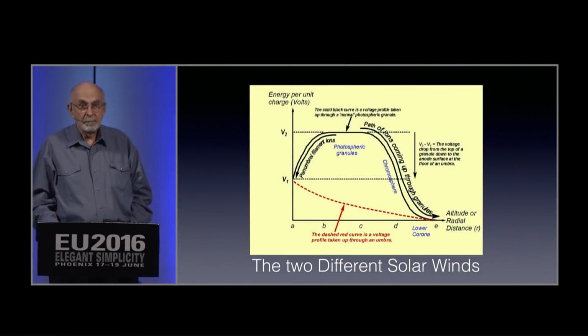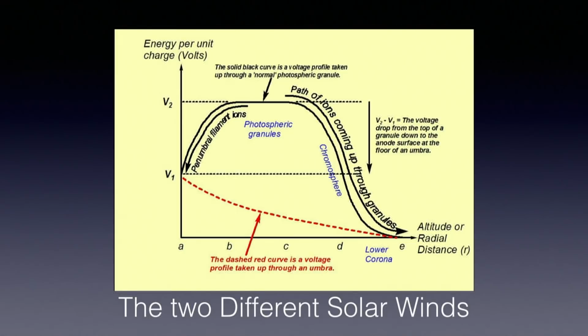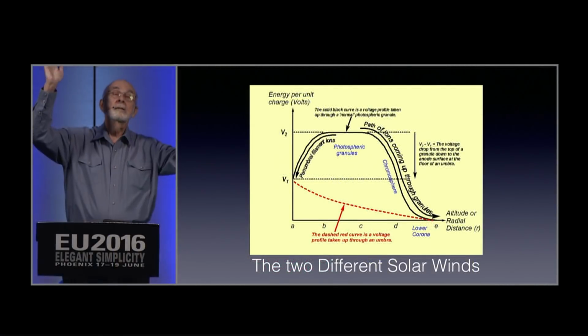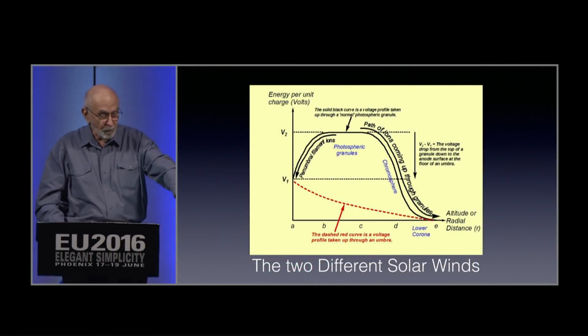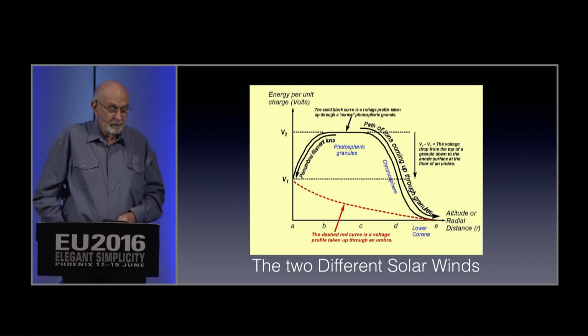Here's again that picture, and this is what I claim is happening. Just look at the red dotted line there for a second. The voltage V2, the higher voltage, is the voltage of the photospheric tuft. V1 is the voltage of the umbra. And ions in the umbra look up and they don't see anything. That's outer space out there. That's the corona. So they tend to fall along that dotted path.